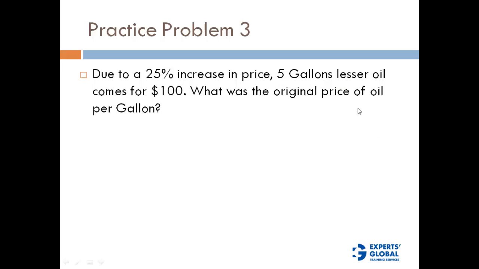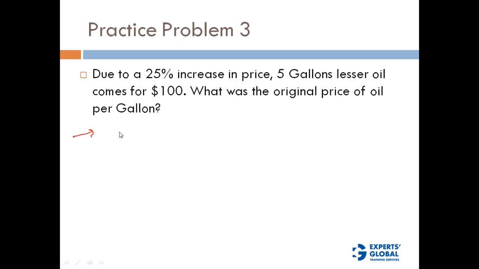Let's move to the third problem. You can pause the video and see if you can solve this. Due to a 25% increase in price, 5 gallons lesser oil comes for $100. Okay. What was the original price of the oil per gallon?